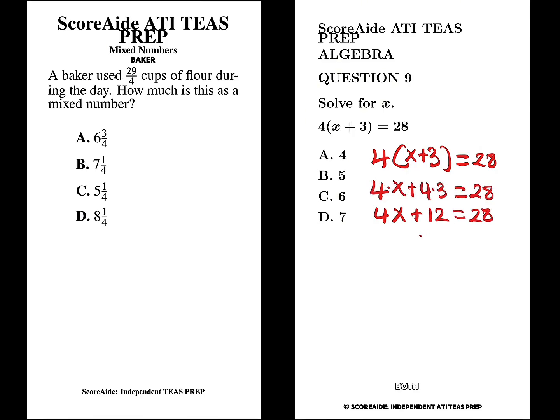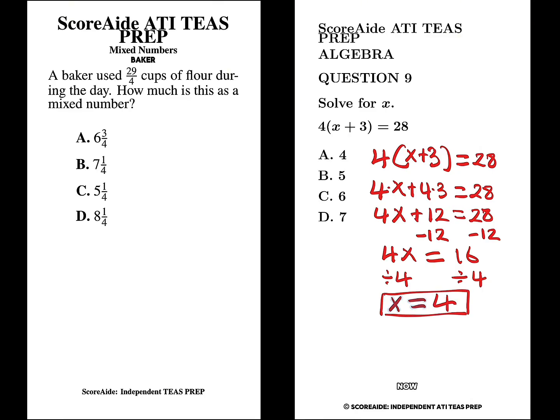So we subtract 12 from both sides. And we are going to be left with 4x is equal to 28 minus 12, which is going to give you 16. Right? And we divide both sides by 4. And x is going to be equal to what? 4.